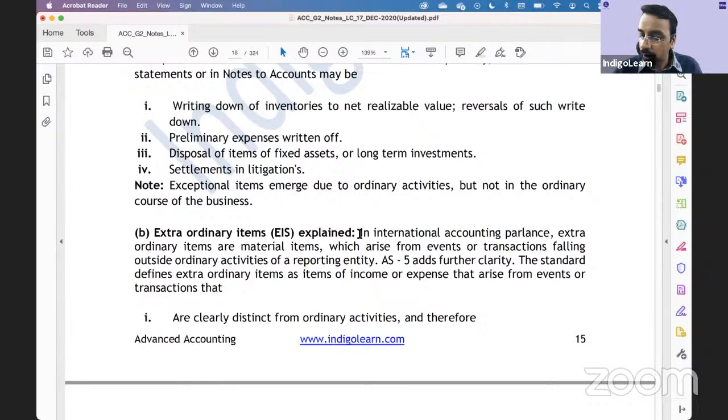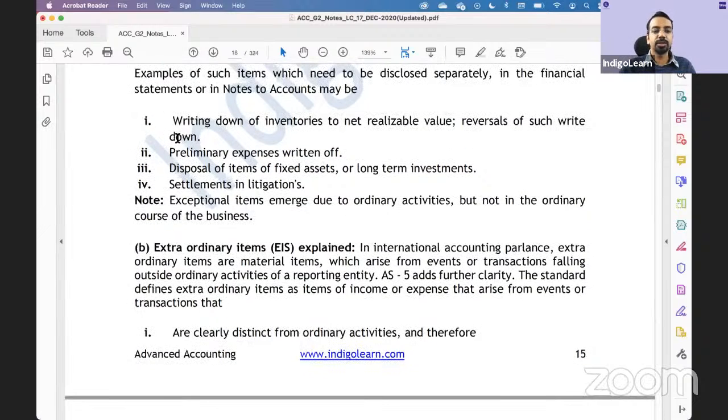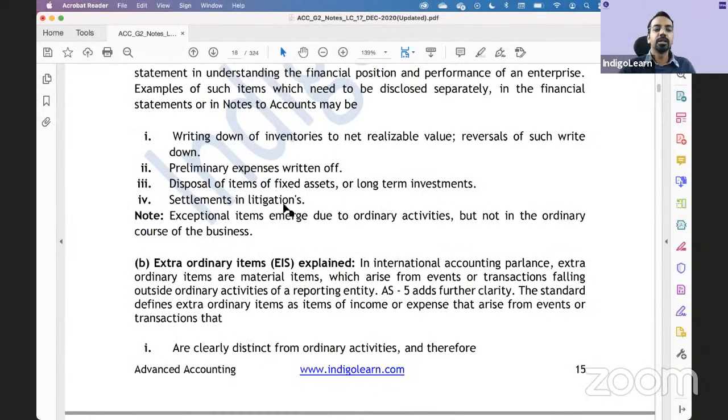Examples for ordinary activities which require separate disclosure. So these are some of the activities which may require a separate disclosure, though they are ordinary activities. Okay.